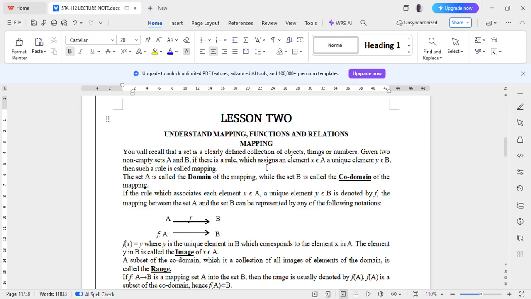Today, we are talking about lesson 2, which is mapping, functions, and relations.